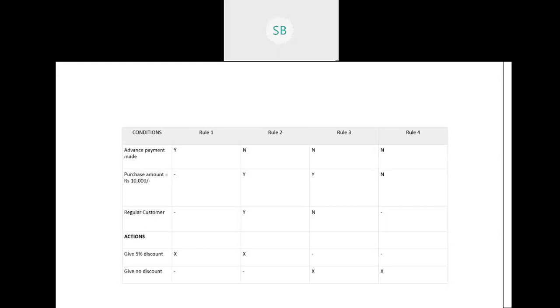We have just seen the decision tree for whether the payment is made or not. So you find this is the decision table. Advance payment made: yes and no. Purchase amount equal to or more than rupees 10,000: yes and no. Regular customer: yes, no. What are the actions? Give 5% discount is marked X and blank, and give no discount is marked X and blank.